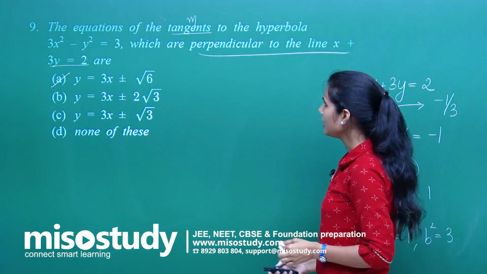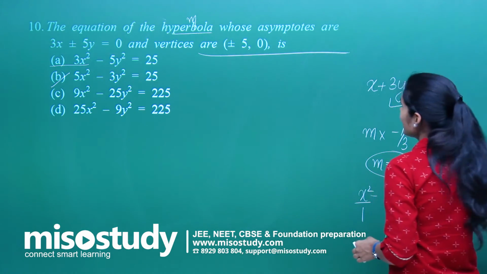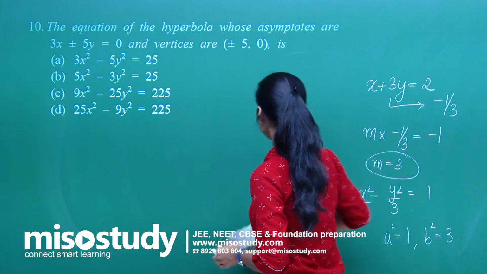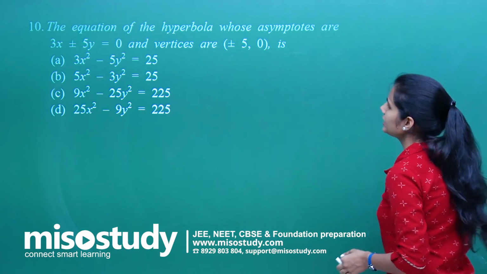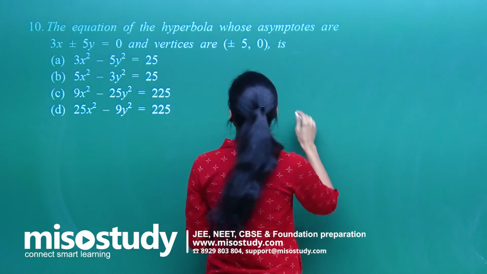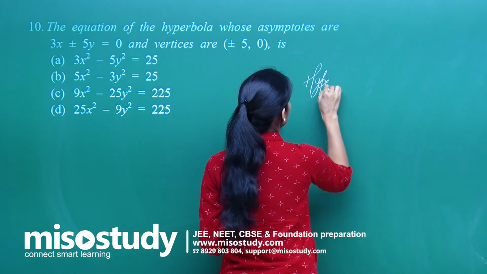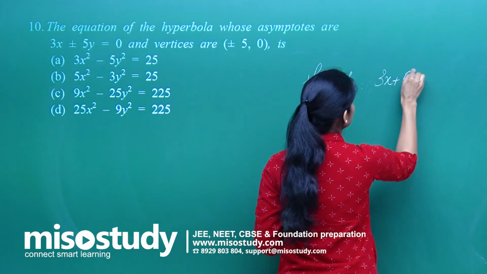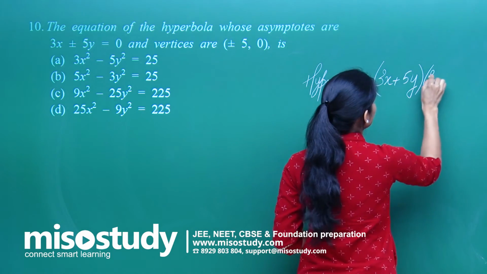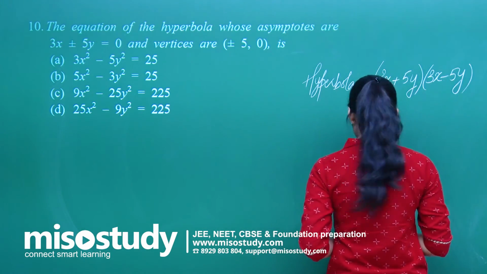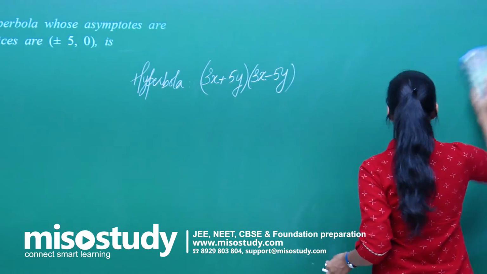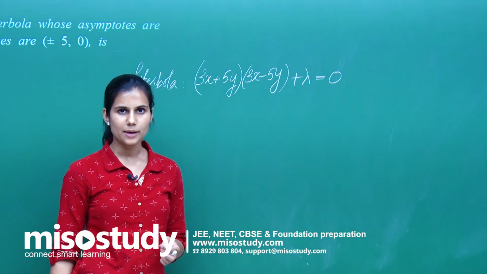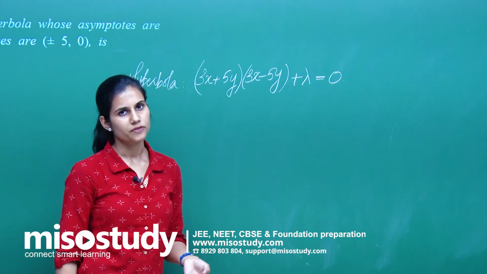Clear? Next, the equation of the hyperbola whose asymptotes and vertices are given to you. This is pretty simple and nice: if you know the equations of both the asymptotes, the equation of the hyperbola becomes 3x plus 5y multiplied by 3x minus 5y plus some constant equals 0. That is the equation of the hyperbola if you are aware of the two equations of the asymptotes.